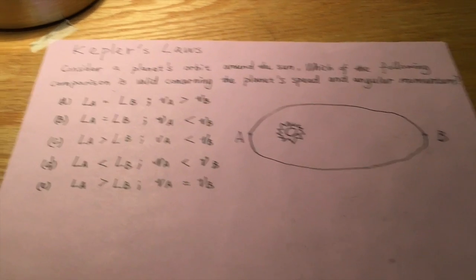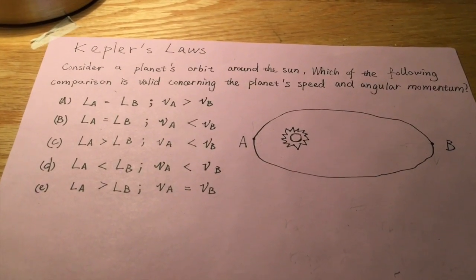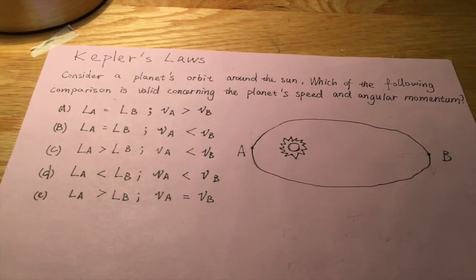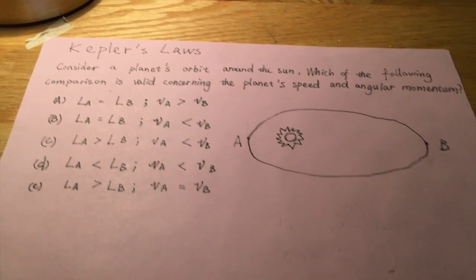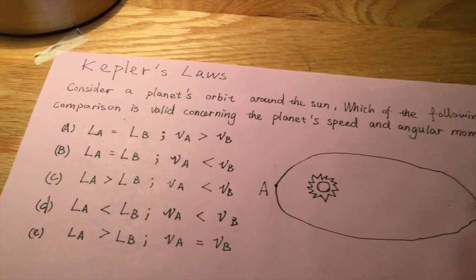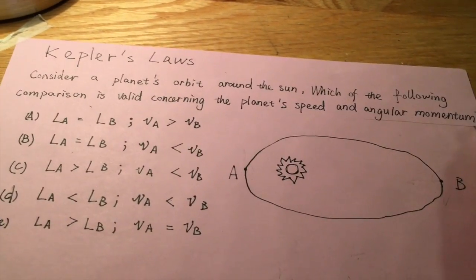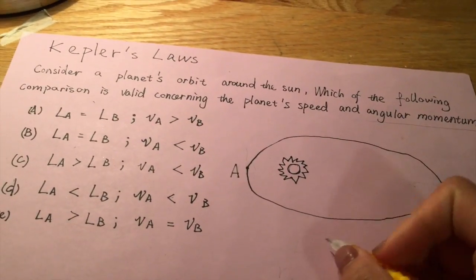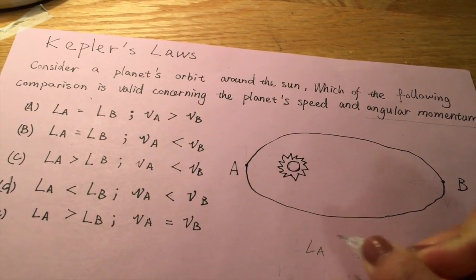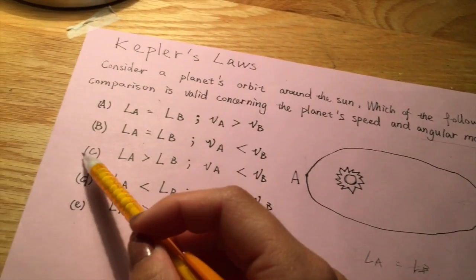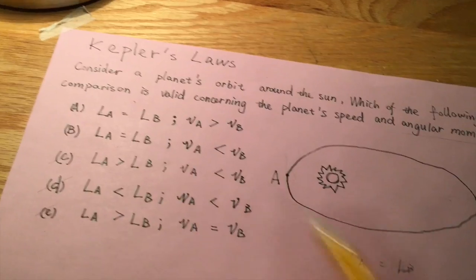Now we move on to applications of Kepler's law. Consider planets' orbit around the Sun. Which of the following comparisons is valid concerning the planet's speed and angular momentum? So at A and B, this is the same planet, and when we talk about angular momentum, we think about the conservation of angular momentum, which states that L_A equals L_B. So we eliminate choices C, D, and E.